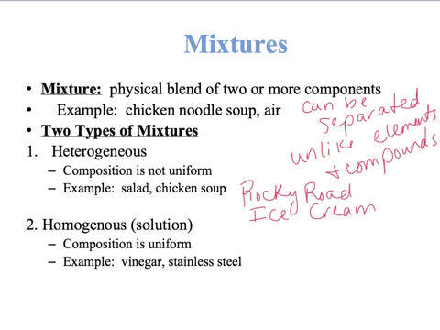On the other hand, a homogeneous mixture is also called a solution. It means two things are mixed together, but the composition is uniform. You can't tell that something is a mixture. A good example of this is vinegar. If you've purchased it from Walmart, it's just a clear liquid, but really what it's made of is acetic acid and water.